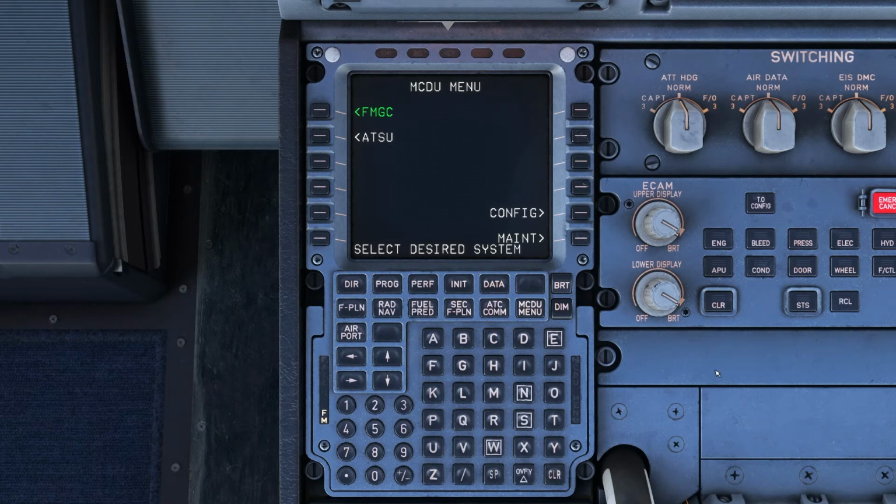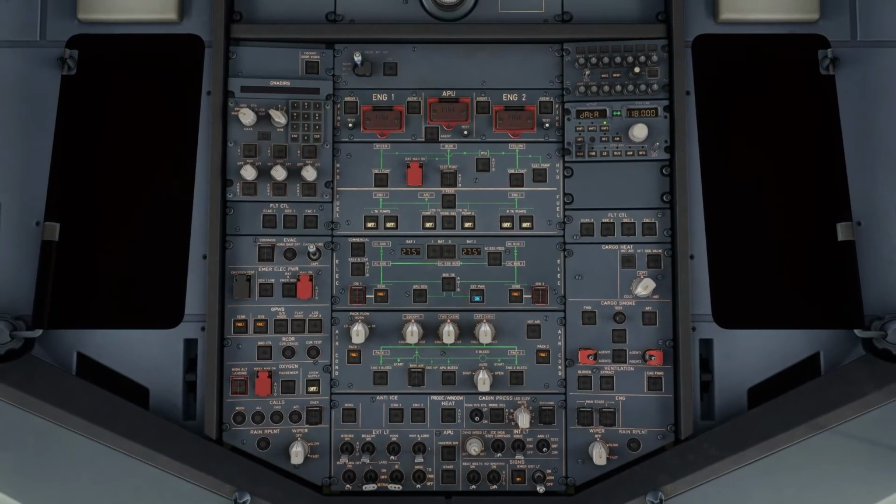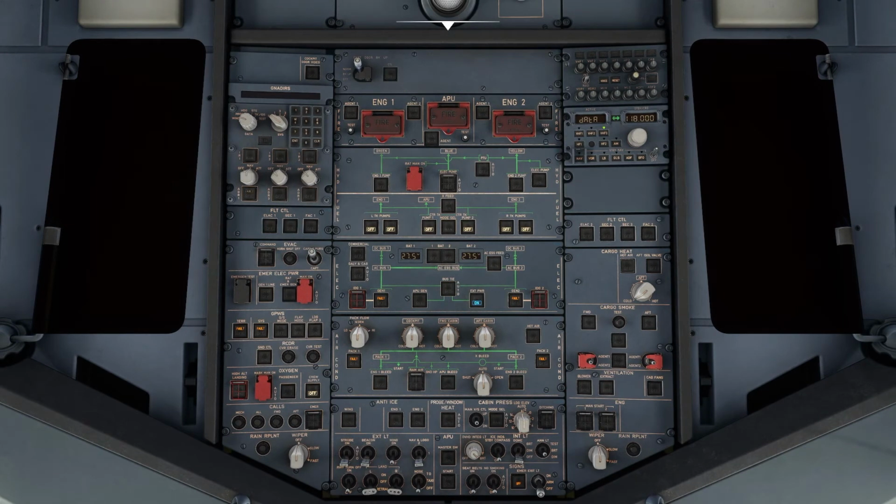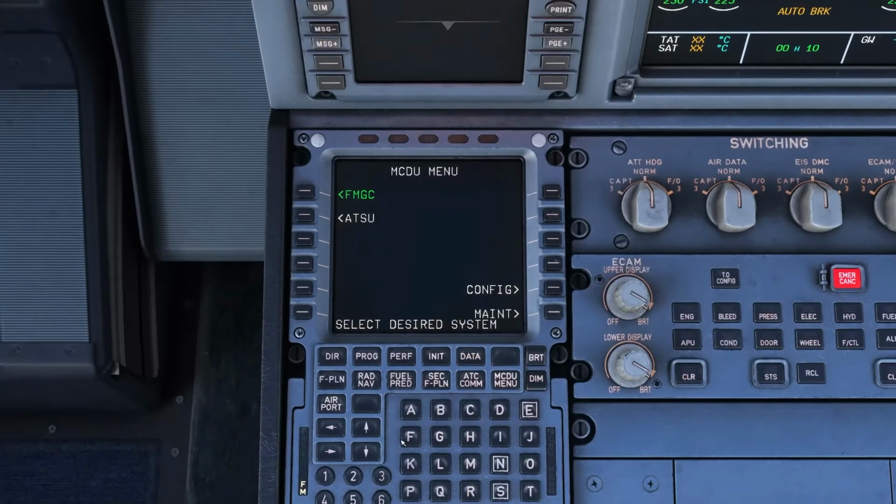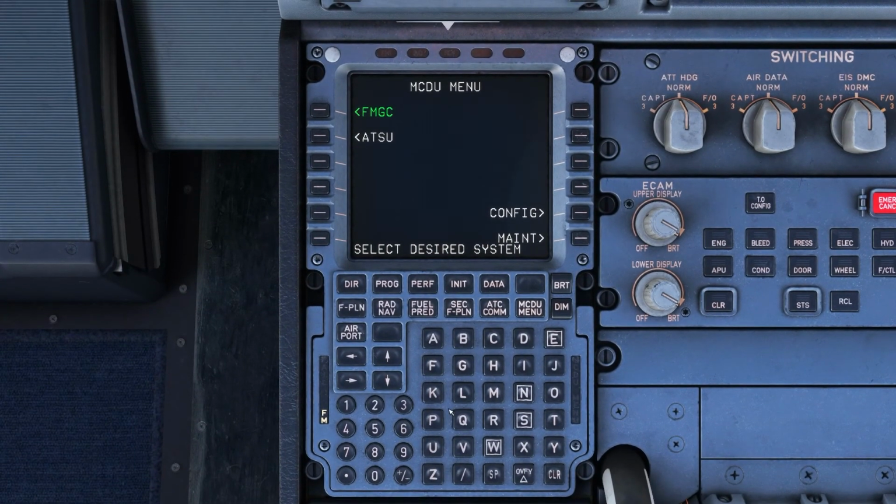First, while we're here, we might as well turn these things on. I don't know if I'm going to need them or not, but we'll do it anyway. Okay, back down here. So, Flight Management Guidance Computer, I guess that's what that means.